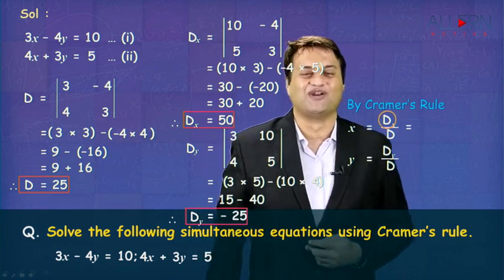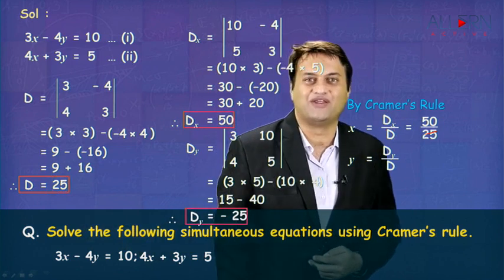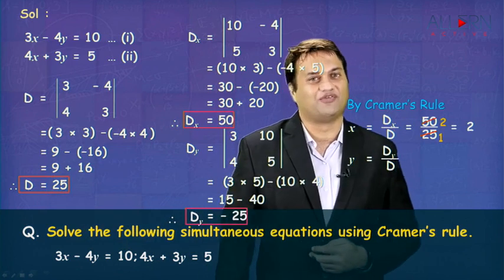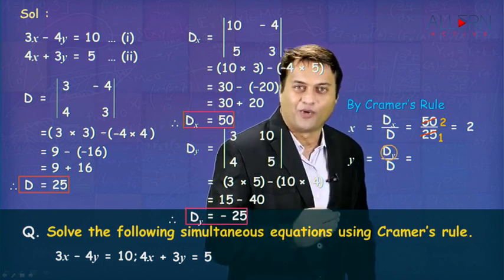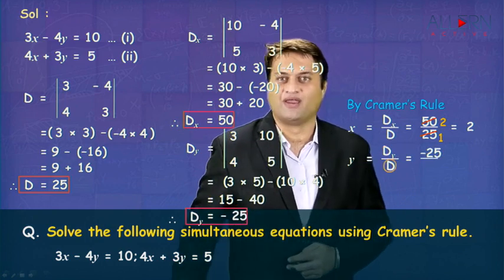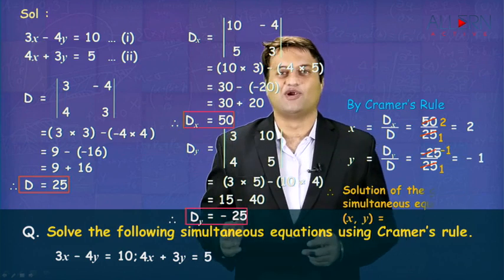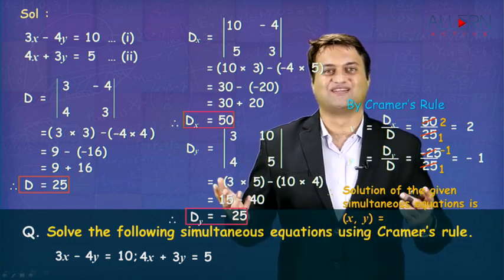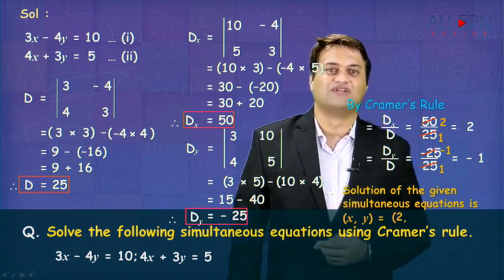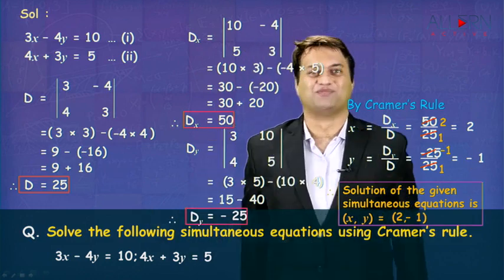So, x is equal to dx, that is 50, upon d, that is 25. So, it is 50 upon 25, that is 2, and y is equal to dy upon d, that is minus 25 upon 25, that is minus 1. So, x is equal to 2, y is equal to minus 1. Just write the final answer. The solution is x comma y, which is equal to 2 comma minus 1. As simple as that.